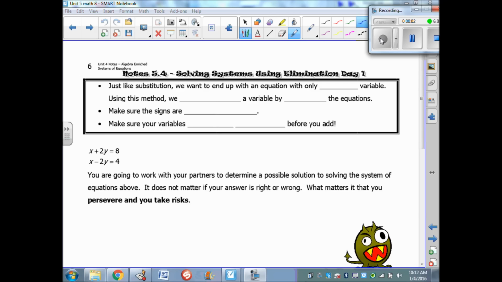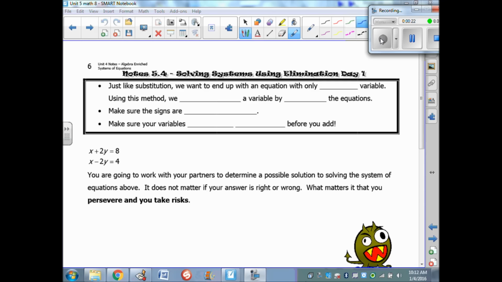Notes 5.4, solving systems using elimination, day 1. So we're going to spend some time on this, and it's one of those topics that we need to persevere. So you need to stick it out. You need to keep working, not give up, and just keep at it, and it will come.